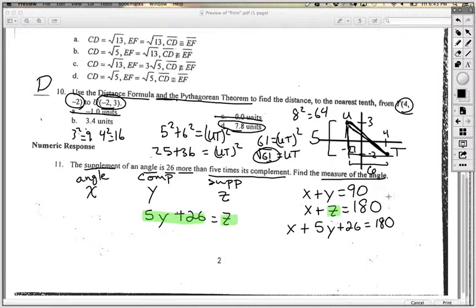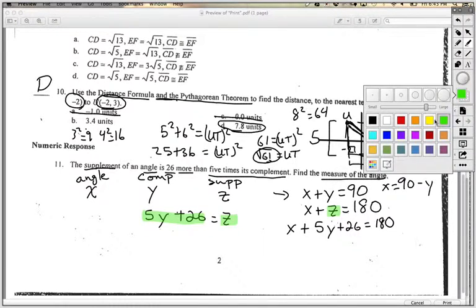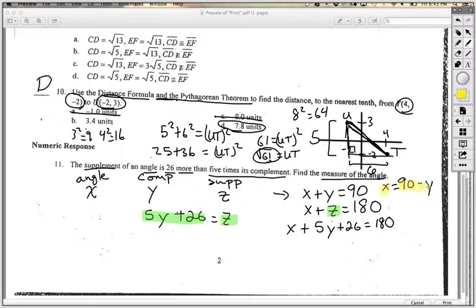Okay, now I think that that's helpful, but we actually have to take this one step further. I've got to get one of these x's or y's out of there, so I've got to make a substitution. Well, I noticed that in this one, if I were to subtract y from both sides, I would get x equals 90 minus y. Okay, so if x equals 90 minus y, how does that help me? Well, x is 90 minus y, so I can substitute that out. I would have 90 minus y plus 5y plus 26 equals 180.